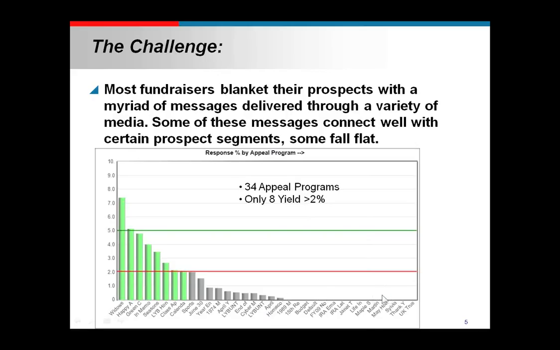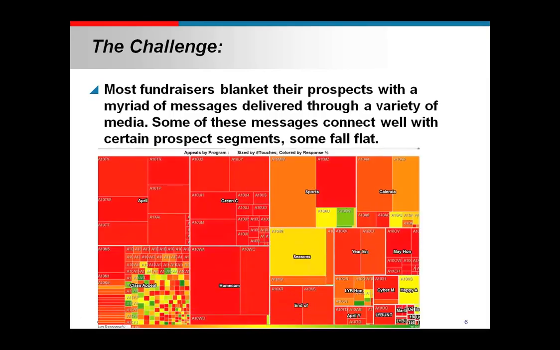And we'll often see there's a lot of sends in these programs, a lot of investment, but they're just not producing results. Another way of looking at that graphically is something called a heat map. So each of these quadrants is one of those bars. Here's the April program. Here's the homecoming program. And each of these little boxes is a specific appeal send within the program. So some of these would be emails. Some of them would be specific letters and so forth.